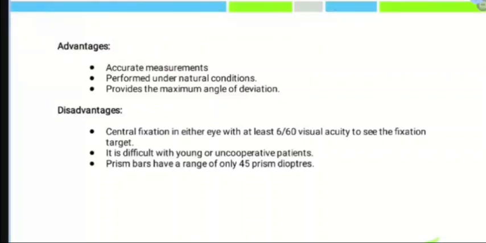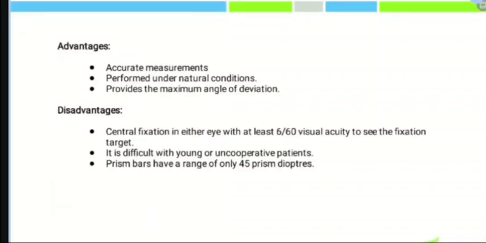So what are the advantages of this test? We will be doing this test in virtual classes, so I'm not going to put any videos in it, because we are going to put it in a practical live section. So what are the advantages? It is an accurate measurement, as I've said before. It is performed under natural conditions. The patient does not have to do much, they just have to sit simply and concentrate on one single target. And the other thing is, it can provide the maximum angle of deviation. However large the angle of deviation is, we are able to measure it.